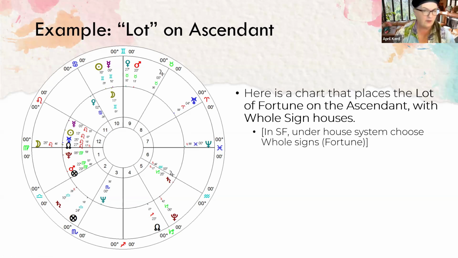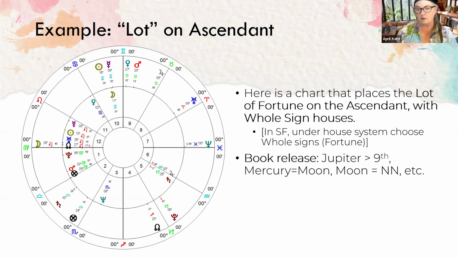If you're using Solar Fire and you want to use this technique, under house system, you choose whole signs fortune, and that will make the part of fortune be the reference point. This just happened to be some transits with this chart for me on the day I released, I think, my 2nd book. Jupiter had just moved into the 9th house of this chart. Mercury was sitting right on the moon in Gemini, writing. The moon was sitting on the North Node, which is in my natal ninth, all kinds of stuff.